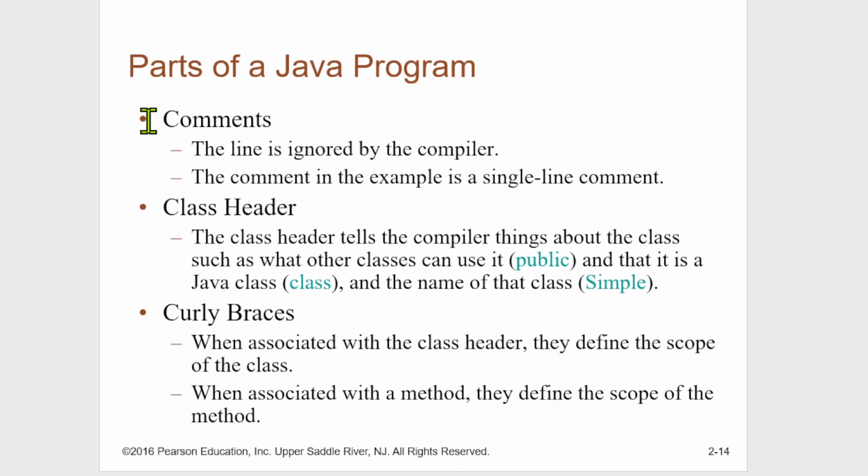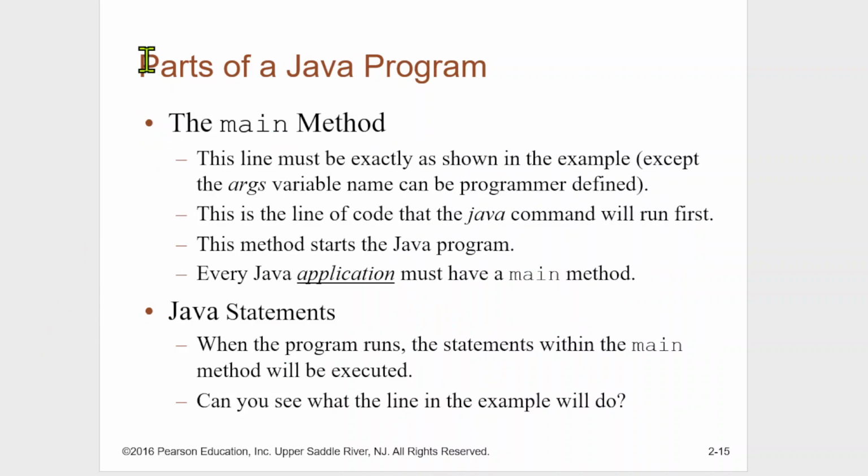Class header. The header tells the compiler things about the class, such as what other classes can use it, public, and that it is a Java class, and the name of the class, Simple. Curly braces, when associated with a class header, define the scope of the class. When associated with a method, they define the scope of the method. The main method: this line will be executed exactly as shown in the example, except for args, the variable name, which can be programmer defined. And this is the line of code the Java command will run first. This method starts the Java program. Every Java application must have a main method.